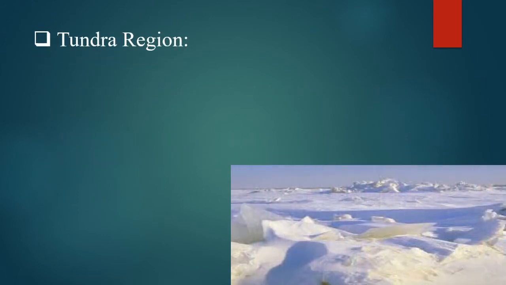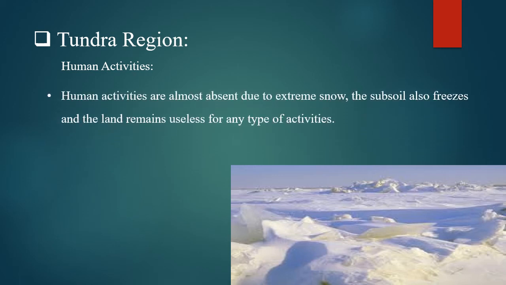Tundra region. Human activities. Due to extreme cold weather, the vegetation in this region is sparse and is comprised of the bush and scrub forests and grass. Due to the lengthy winter seasons, the trees do not attain their full height. Human activities are almost absent due to extreme snow. The subsoil also freezes and the land remains useless for any type of activities.